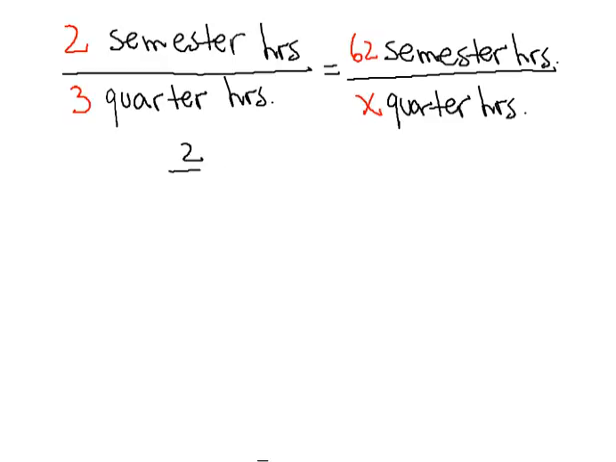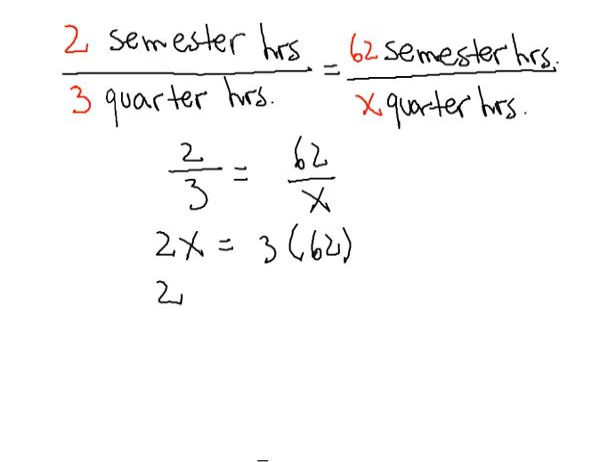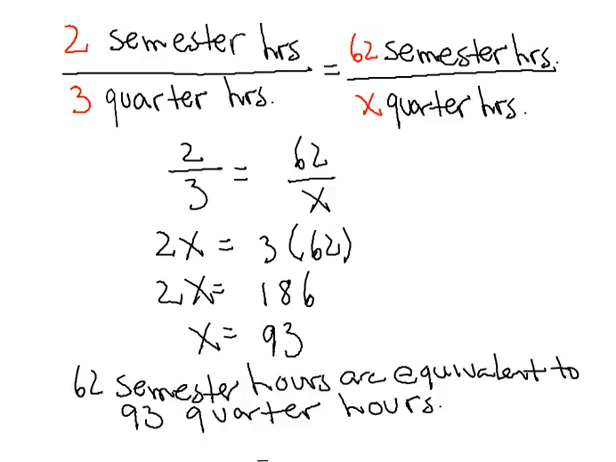So we then have 2/3 being equal to 62 divided by X. And if we cross multiply, we end up with 2x being equal to 3 times 62, or 2x being equal to 186. And dividing each side by 2, then we can see that x is equal to 93. So what we'll do to finish up then is to express the answer using a sentence. So we state then, to finish up, that 62 semester hours are equivalent to 93 quarter hours.